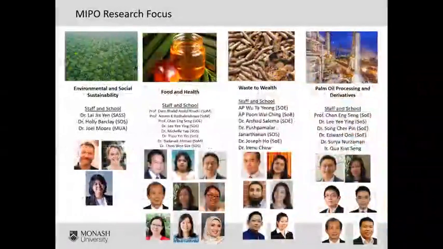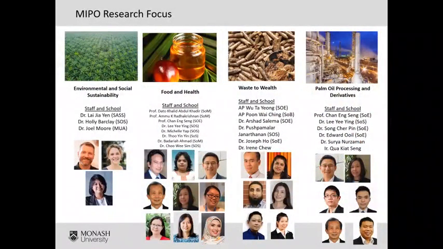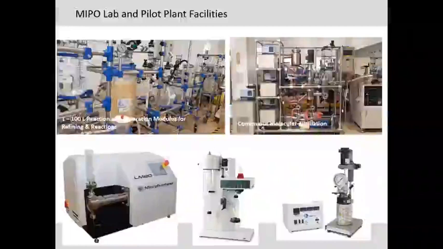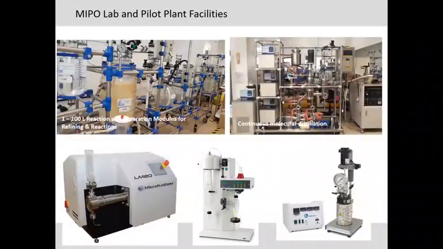This slide shows the academic staff who are working in the four research clusters that I mentioned earlier. You can visit our website to know more about our research activities and capability. These are some of the processing equipment in our lab. For example, we have pilot scale equipment to carry out reactions and separations, and we also have a continuous molecular distillation system. I think Brian is going to talk a bit more about the molecular distillation system for the production of tocotrienol.